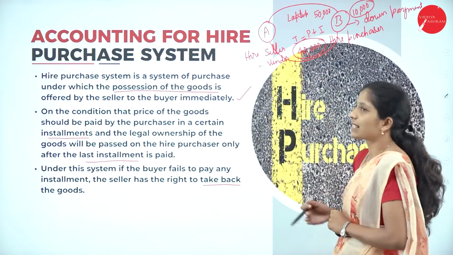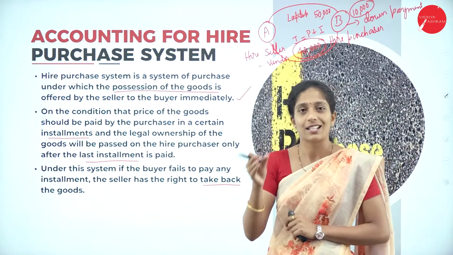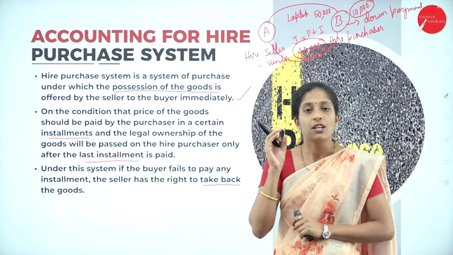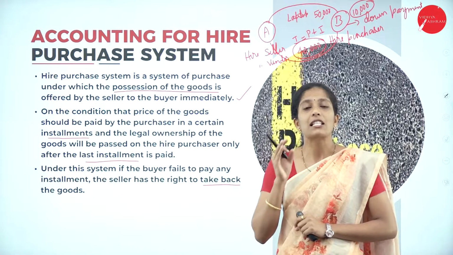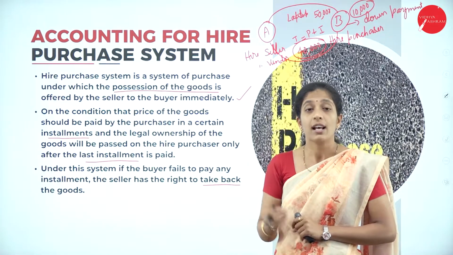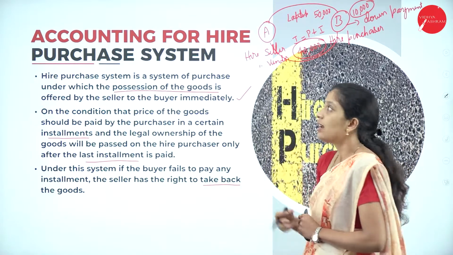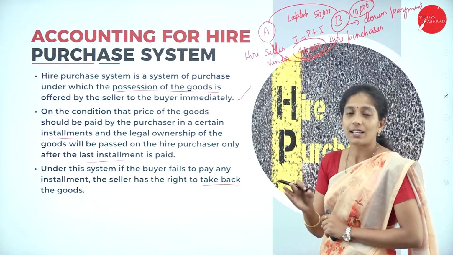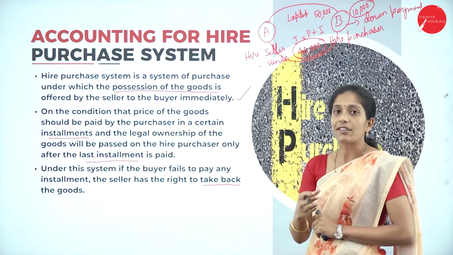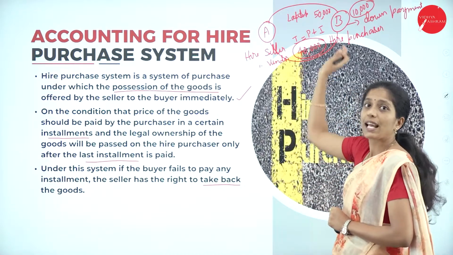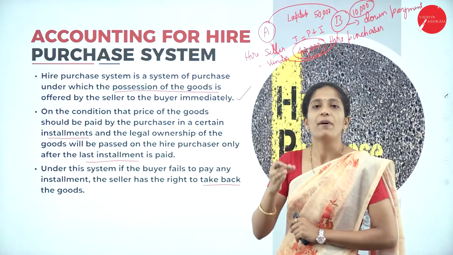If you take the same example, A is the hire seller, he has transferred the goods, that is the laptop, to B, that is the hire purchaser. The value of the laptop is rupees 50,000, but B has paid only 10,000 as down payment. The remaining 40,000 has to be paid by B in the form of installments. Suppose B pays 20,000 and fails to pay the remaining 20,000. In such cases, A has the right to take back the laptop from B.